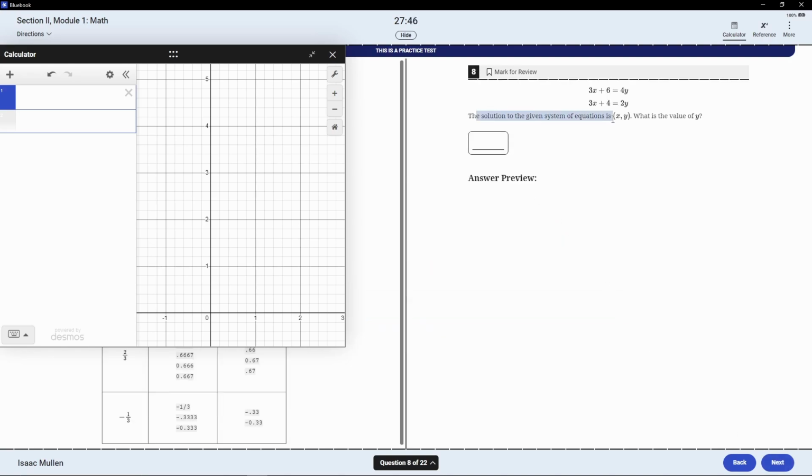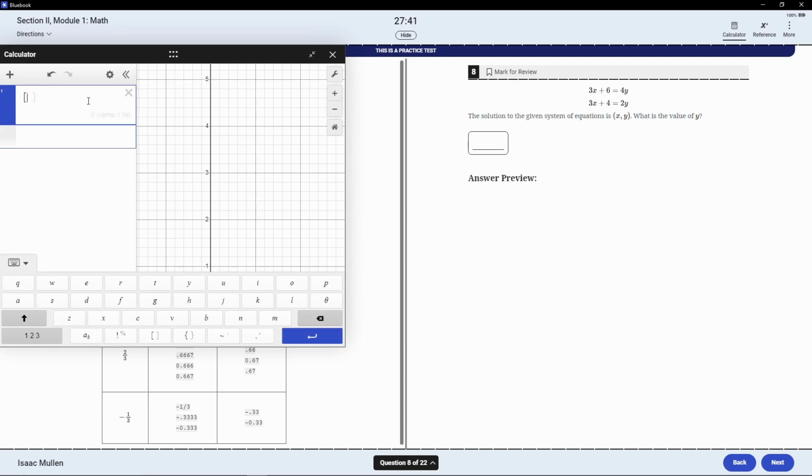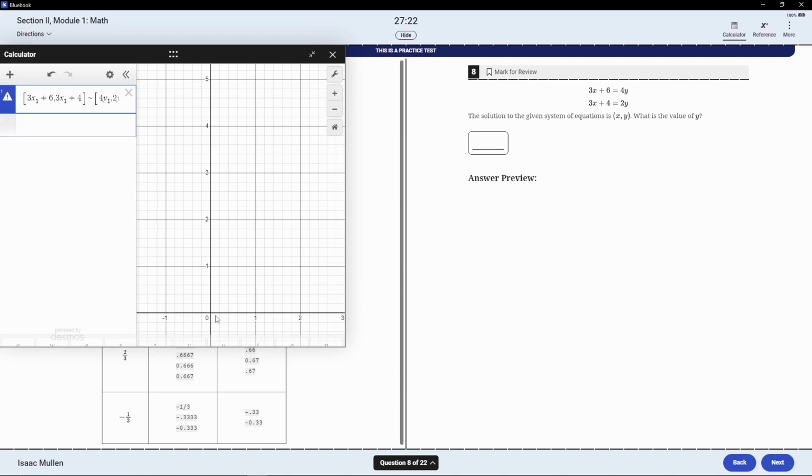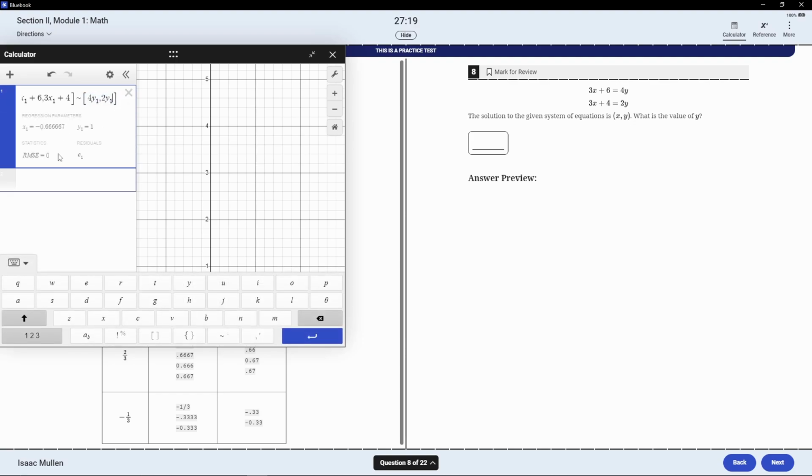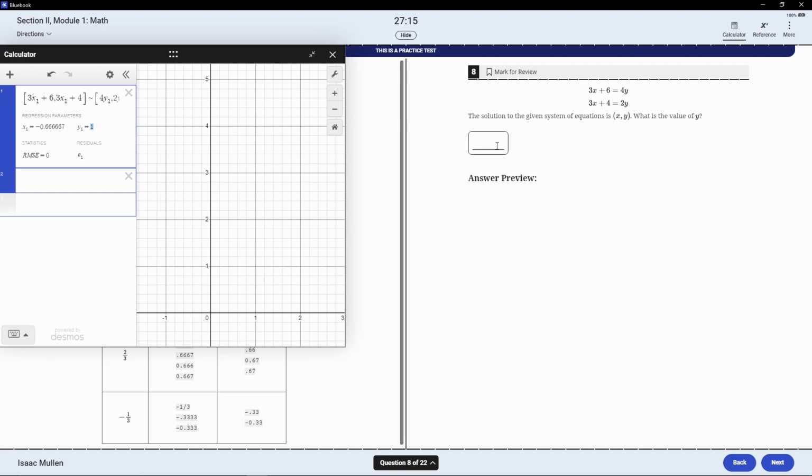The solution to the given system of equations is (x, y). What is the value of y? Here, I'm just going to do an element list. 3x plus 4, close the element list, regression, 4y, 1, comma, 2y, 1. Wow, look at that. Alright, what is the value of y? Well, the value of y is 1.